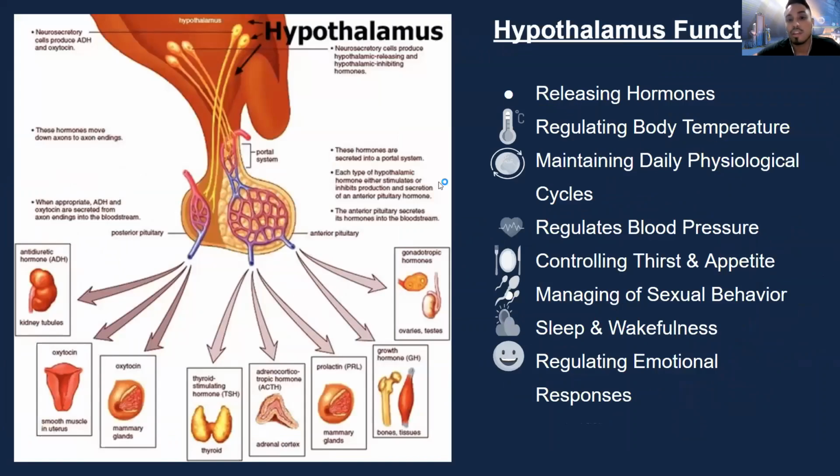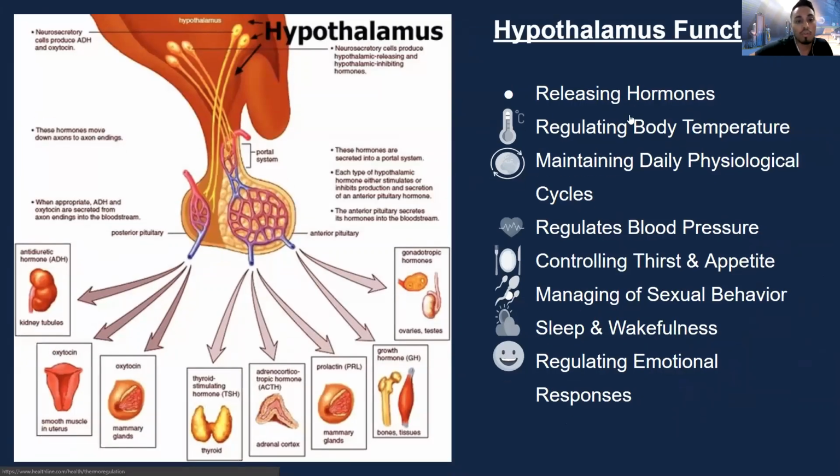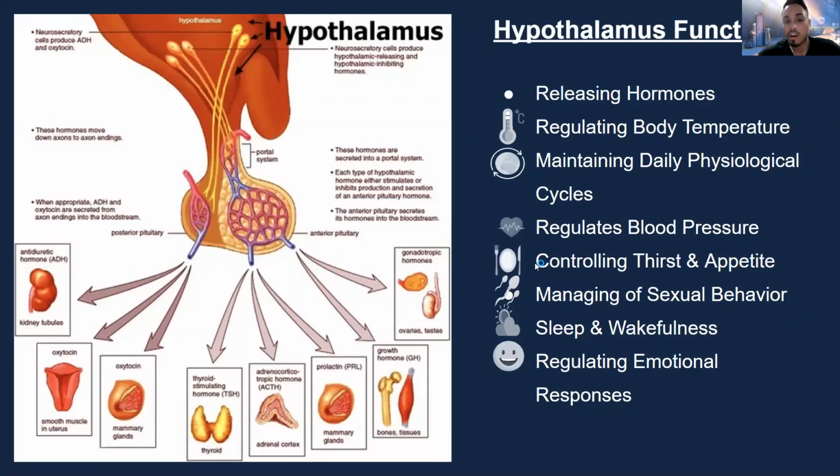So here we're going to focus on the hypothalamus. You spent some time on this. Know generally what the hypothalamus is for. These are all its major functions, like hormone release, because it's related to the pituitary. It also regulates your body temp and daily physiological cycles. This is like your sleep and wake cycles, just the things that your body does routinely. It regulates your blood pressure. If you're hungry or thirsty, you can blame your hypothalamus right now.